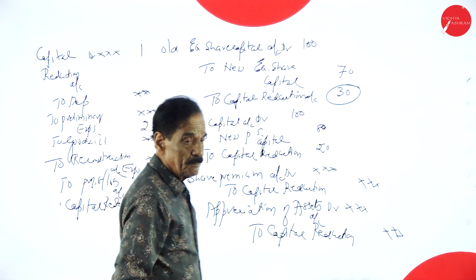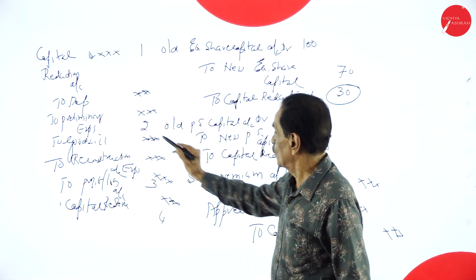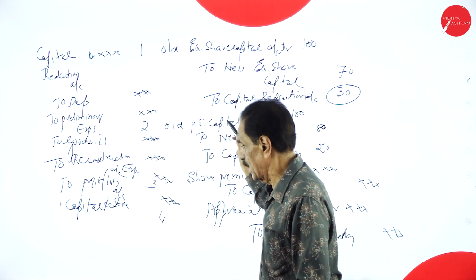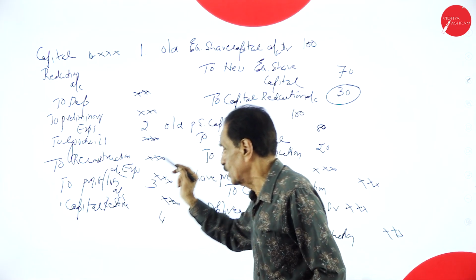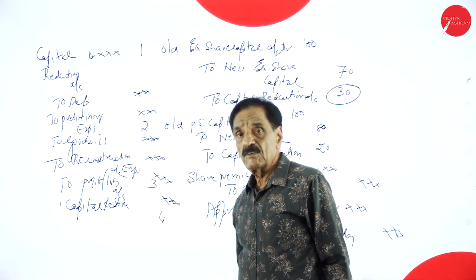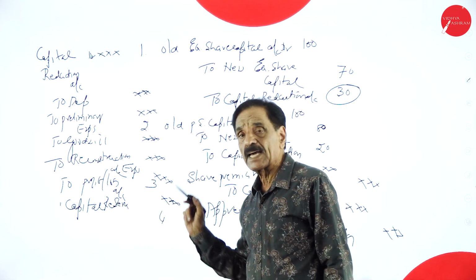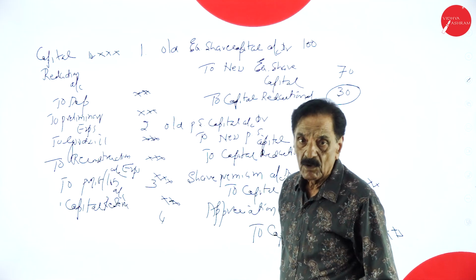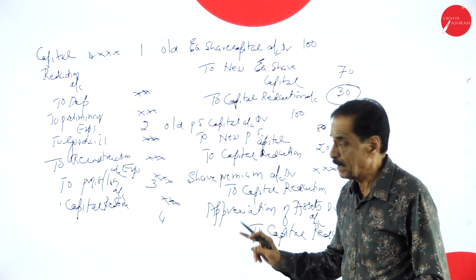How it will be? Capital reduction account debit to depreciation, to preliminary expenses, to goodwill, to reconstruction expenses, to profit and loss account. If anything is left over, you have to write it as a capital reserve, that will come on the liability side of the balance sheet. While you are solving the problem, I will explain this.